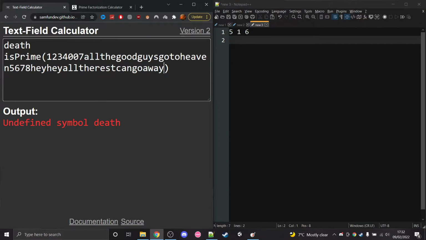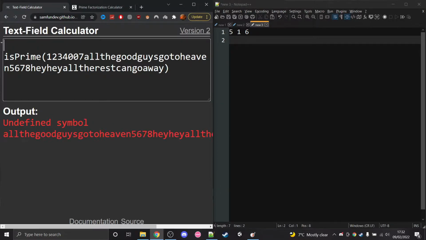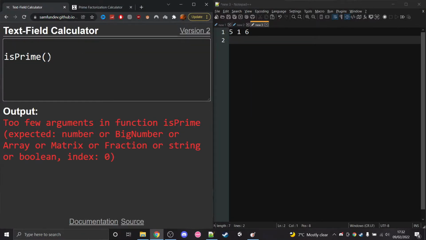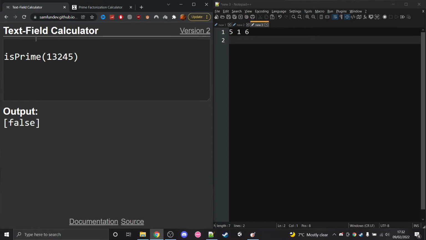Who's been writing in my... for crying out loud. Who's been writing in my PC all these stupid messages? Death. Okay. Get rid of whatever the hell that is. Just put something random there.